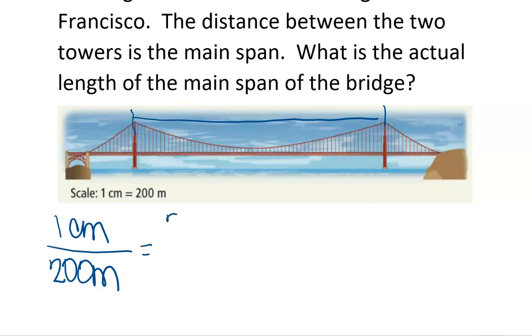So when I measured, I got 7.4 centimeters. We want to know how many meters that is. So the small lengths are on the top, the big lengths are on the bottom. So how do we do this? As long as those units match, we're just going to cross multiply them. 200 times 7.4 is 1,480 meters.